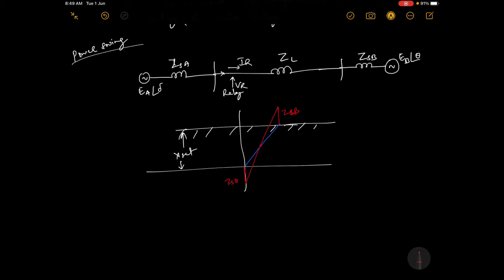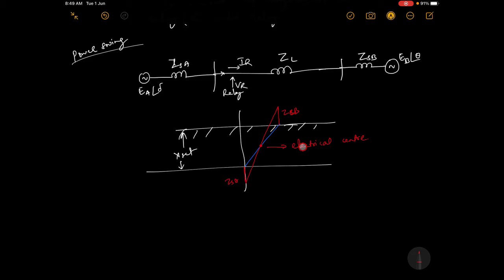So now this is your electrical center. The same case which we analyzed in your impedance relay, the same thing is analyzed in your distance reactance relay. So this is your electrical center.